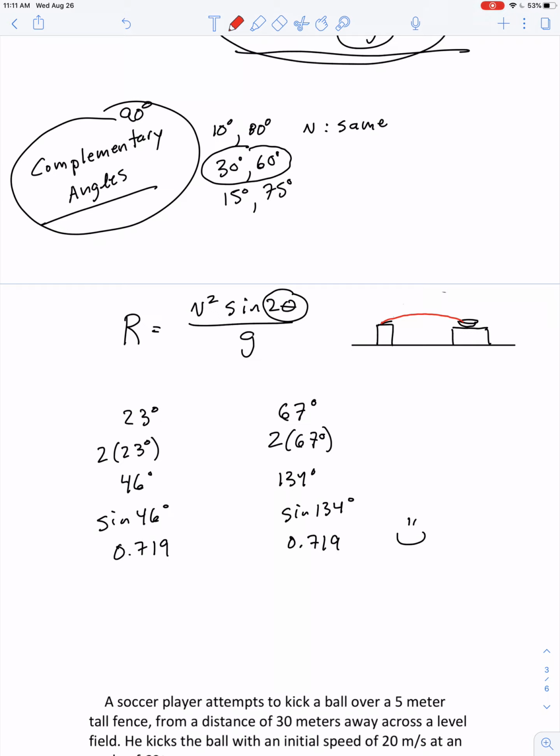So maybe that's 10 degrees. And then the other option would be at 80 degrees. Of course, 10 degrees and 80 degrees add to 90 degrees, right? They would both land the same distance away. Now, that's not to say they'd spend the same amount of time in the air. Not a chance, right? The one that's launched at the greater angle is going to spend more time in the air than the one at the low angle, but they still land the same distance away.